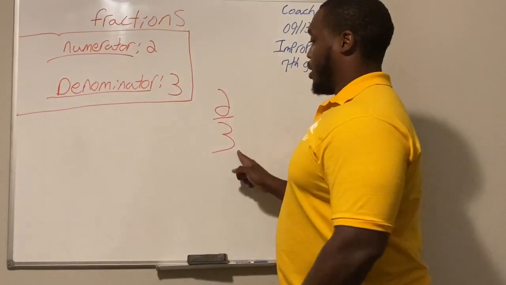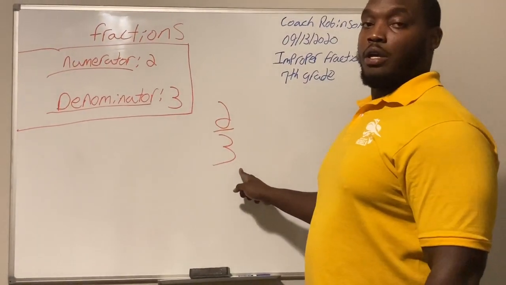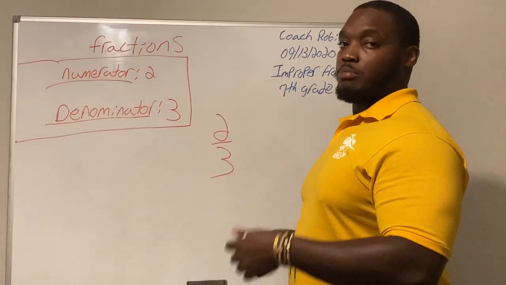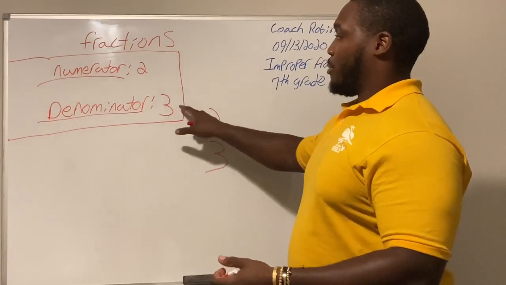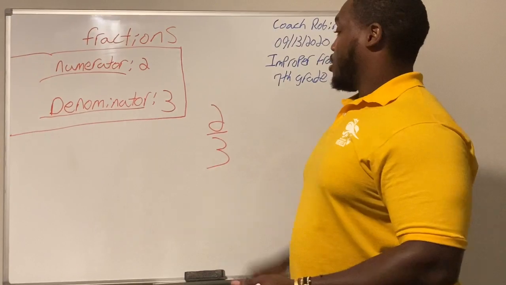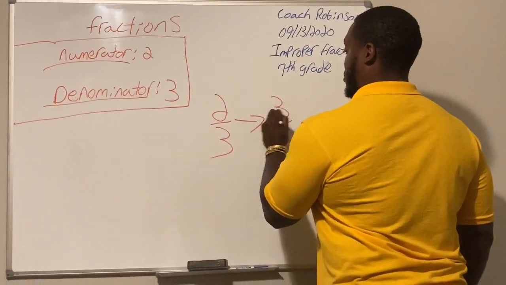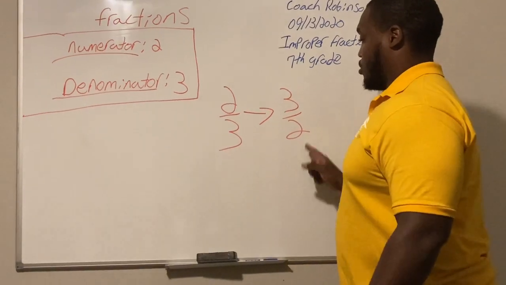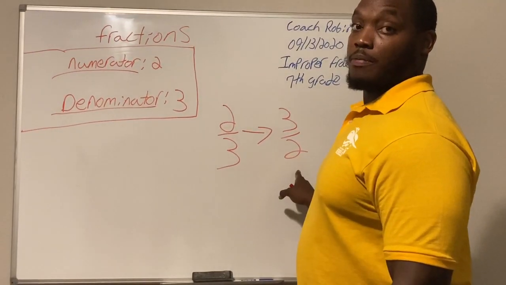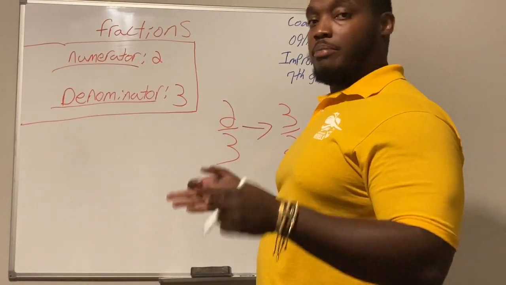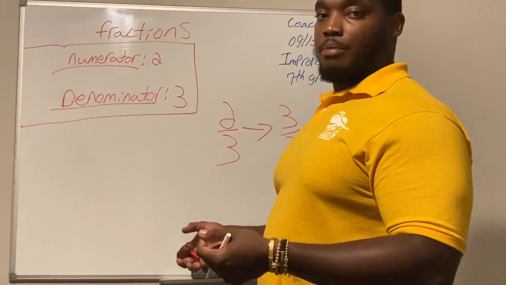So as you see here, we have our fraction 2/3. If they ask for the reciprocal, that just means the opposite, where the denominator is over the numerator. So the reciprocal of this would be 3/2, which is also an improper fraction. So today's lesson, we're going to convert improper fractions into mixed numbers and mixed numbers back into improper fractions.